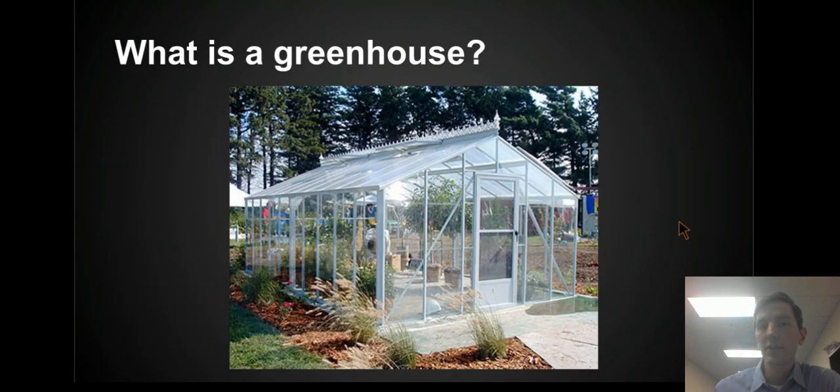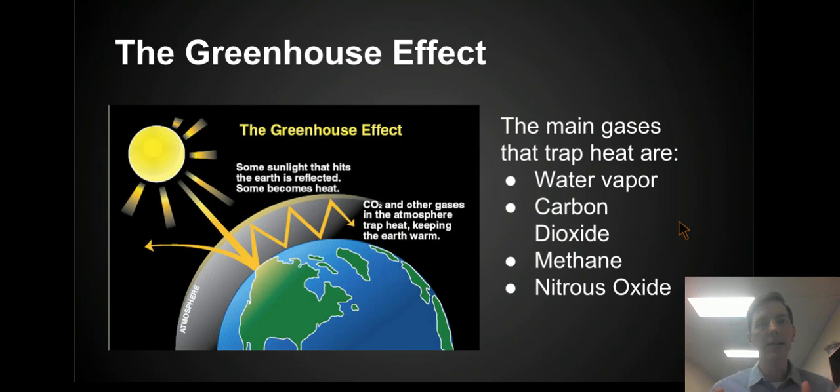However, obviously the Earth is not surrounded by glass. The Earth is only surrounded by these gases, and there are certain gases that act like the glass to keep the Earth warm. So here's what happens on the Earth. The sunlight comes in. Some of the energy shoots back out into space and is lost. But some of the energy gets trapped by these greenhouse gases and is stuck in the atmosphere and keeps the Earth warm. Some of the gases that do this are water vapor, carbon dioxide, methane, and nitrous oxide. Carbon dioxide is the most important greenhouse gas. That's the one you hear people talking about a lot. We're going to talk a lot about that in this project.